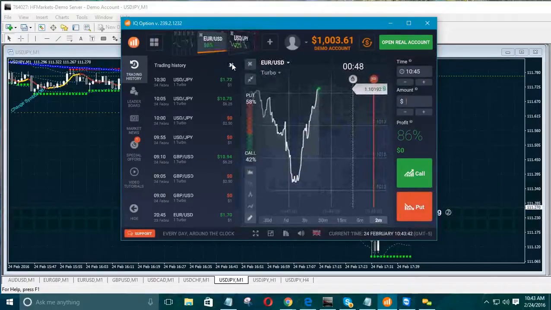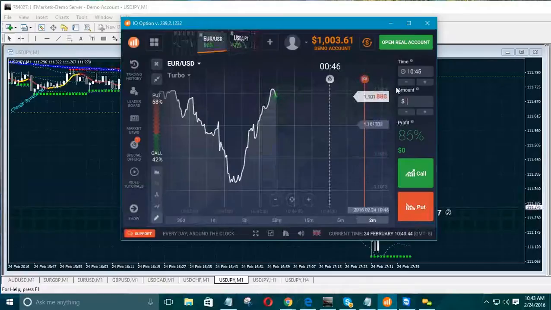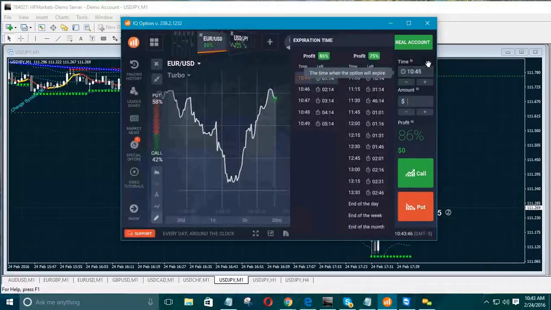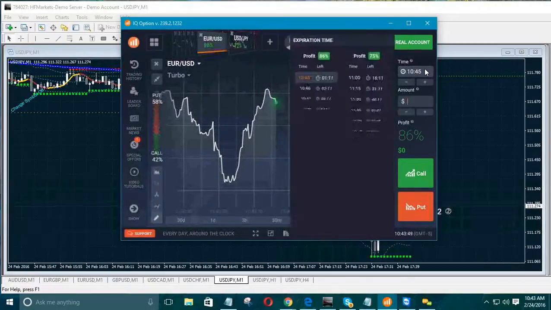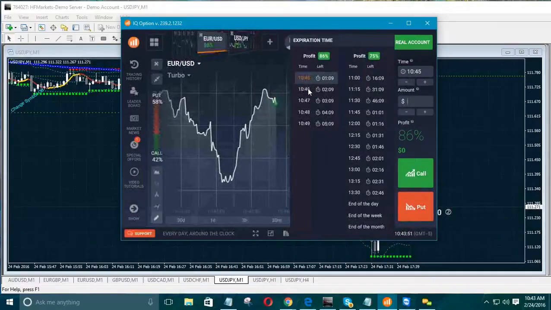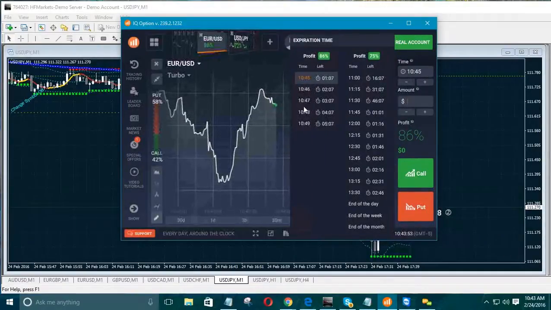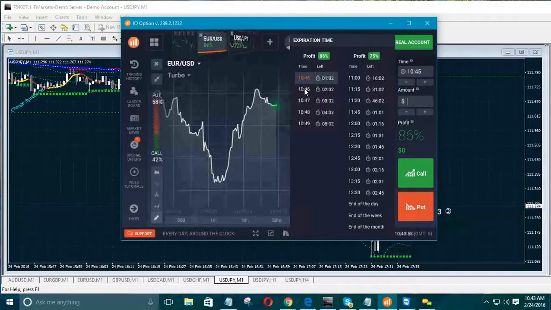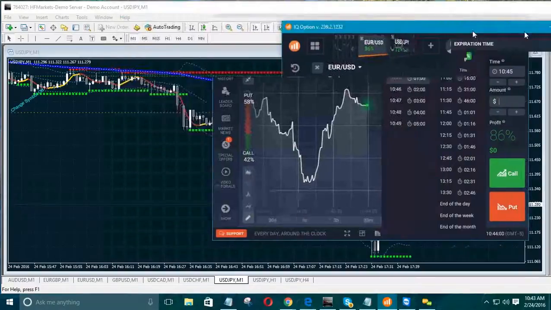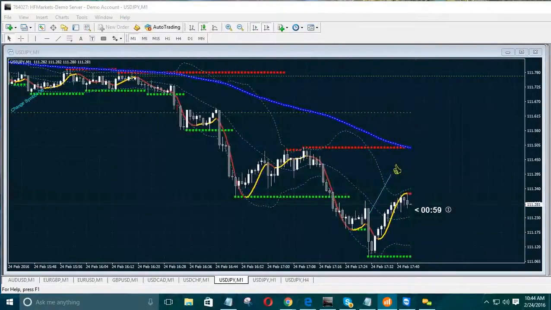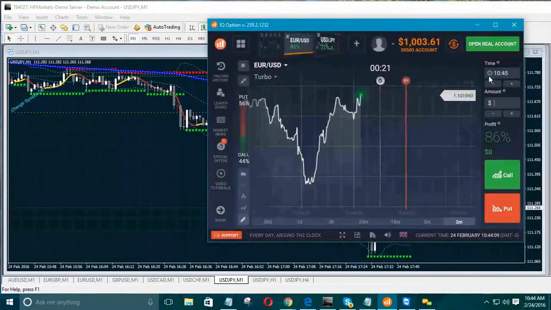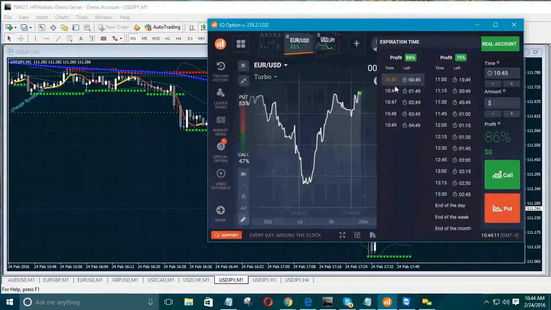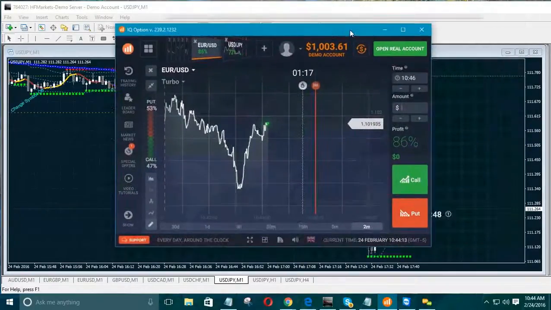It's a pretty easy platform to use, and the only difference is you have to actually select the minute instead of selecting 1 minute, 2 minutes, or 5 minutes. You have to come in here and select the minute that you want it to end on. So say I was trading USD JPY right now and I want to end at 1045. I select 1045 and take my trade, or 1046 and take my trade. That's the only difference with this broker.